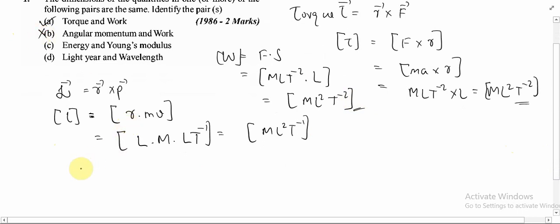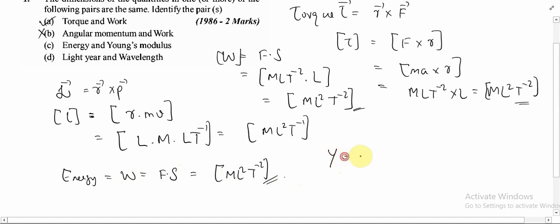Now what about option C? Energy. Energy is work done, so that is force into displacement. We already found the dimension, that is M L square T power minus 2. So that's the dimension of energy.